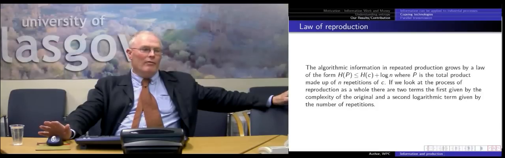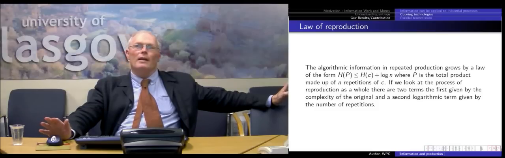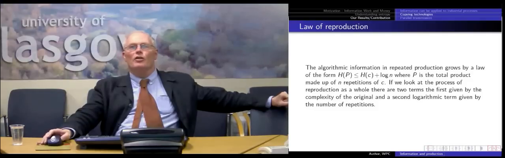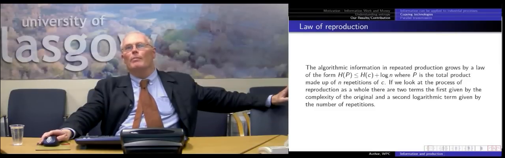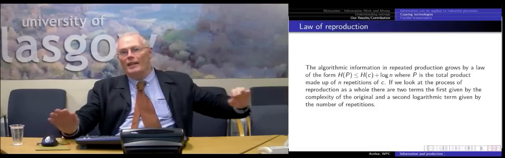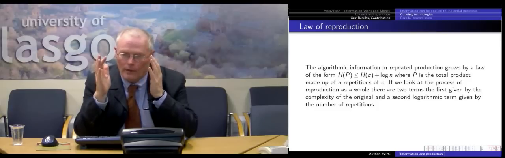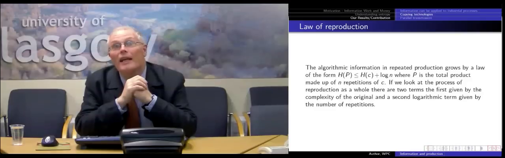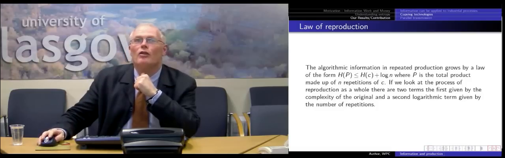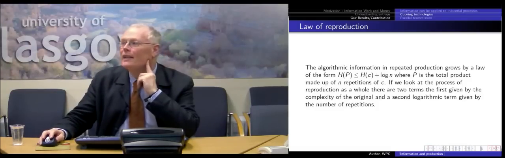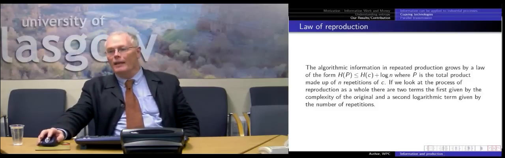Now, we can draw a law of algorithmic information. If we have a production process P, which is made up of n repetitions of some basic process C, the total information content is going to be bounded by the information content of C plus the logarithm of n. Now, that may seem obscure, but what we're saying is the information content of a group of molded pots is bounded by the information content required to make one pot and the number of bits required to specify how many pots you're going to make.